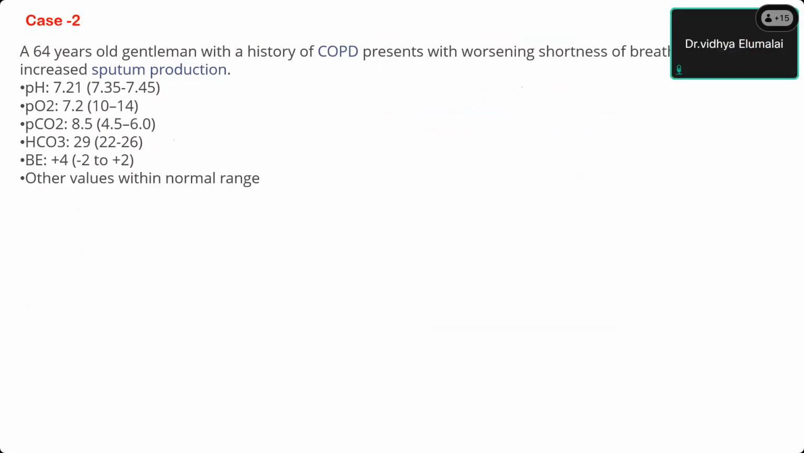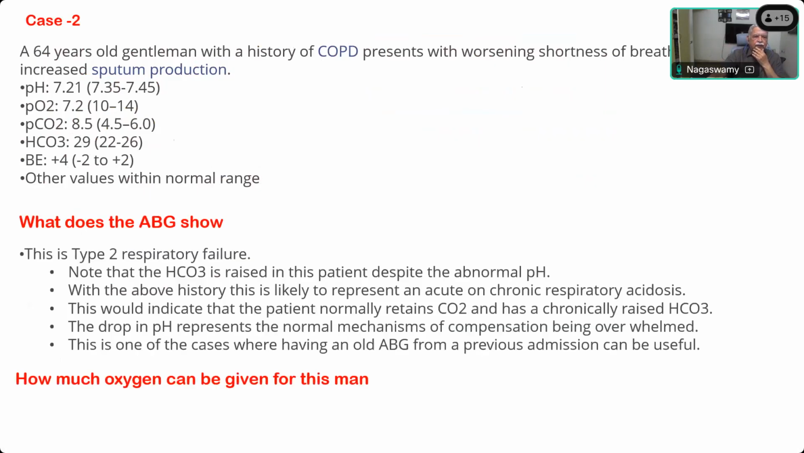Uncompensated respiratory acidosis. He has a history of COPD. Acute respiratory acidosis, acute on chronic. You can see bicarb is chronically elevated in this patient because of his COPD, and he is in acute respiratory acidosis now. So this is acute on chronic, a type 2 respiratory failure. Bicarb is raised despite the abnormal pH. With the above history, it is likely to represent an acute on chronic respiratory acidosis.